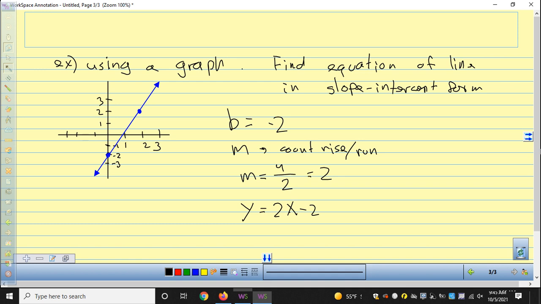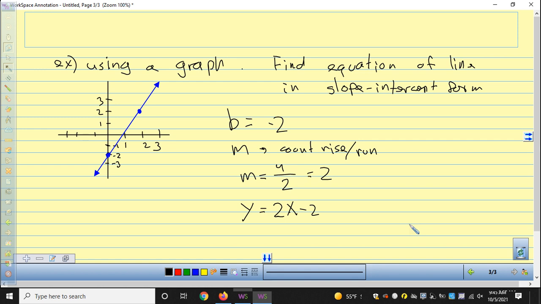And I could check my work. Let's plug in a point. What is x here? 2. Plug in 2. Y equals 2 times 2 is 4, minus 2 is 2. I get the right point that's on my graph. So I can check to make sure I have the right equation, because my points that are on the graph have to work in that equation.